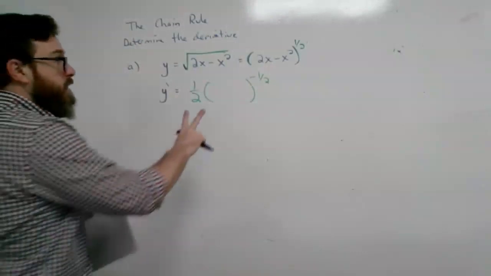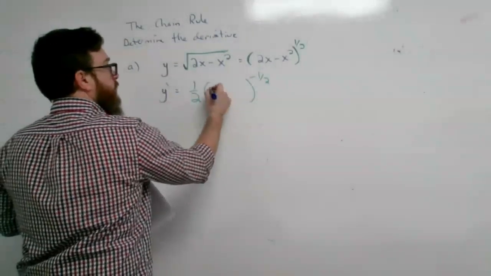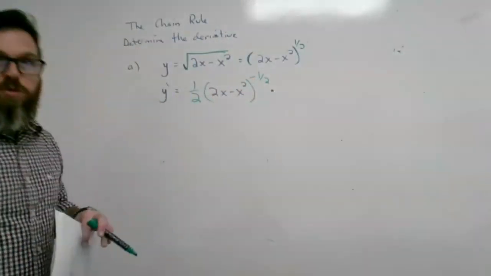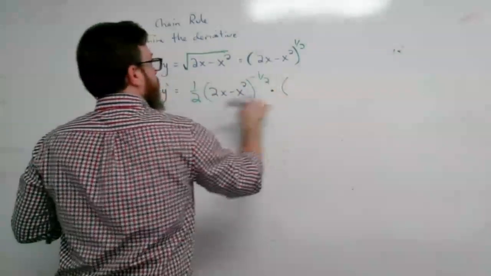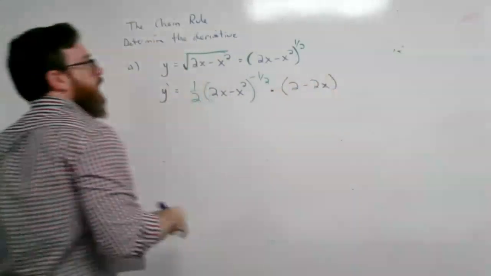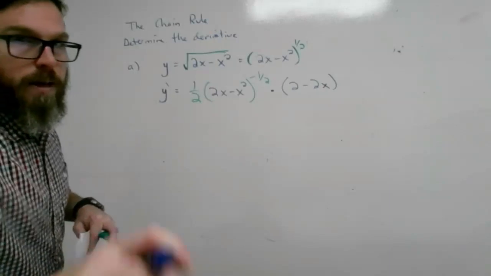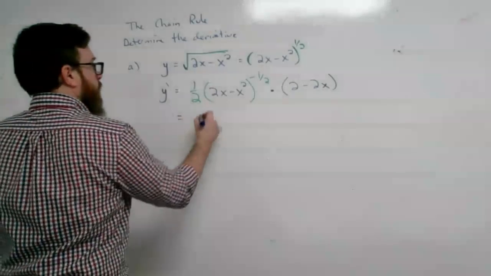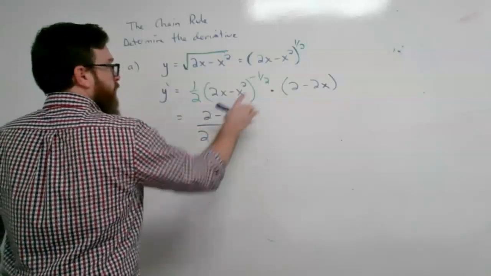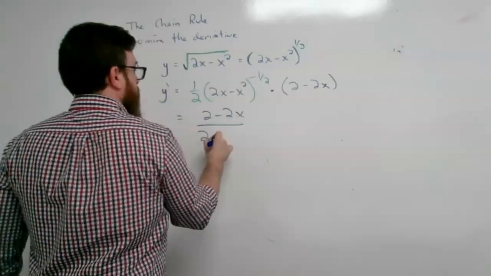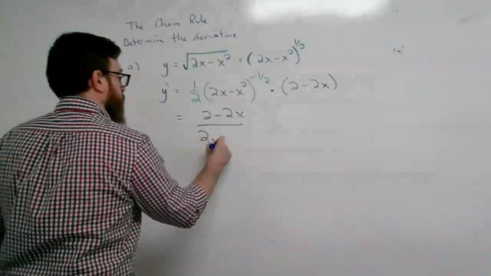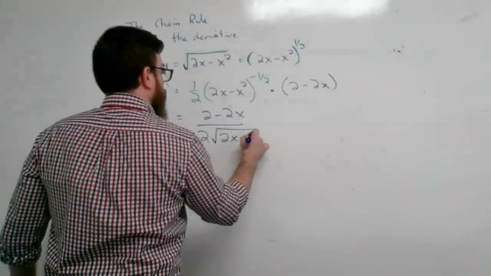Remember that we leave the inside function alone at first, derivative of the outside, evaluated at the inside function, multiplied by, now we take the derivative of the inside function. So the derivative of this is going to be 2 minus 2x. Now rewriting into its radical form, I'm going to have 2 minus 2x. This 2 is in the denominator, and this power is also in the denominator because it's negative. And negative 1/2 power means square root at the bottom. So this is going to be the square root of 2x minus x squared.